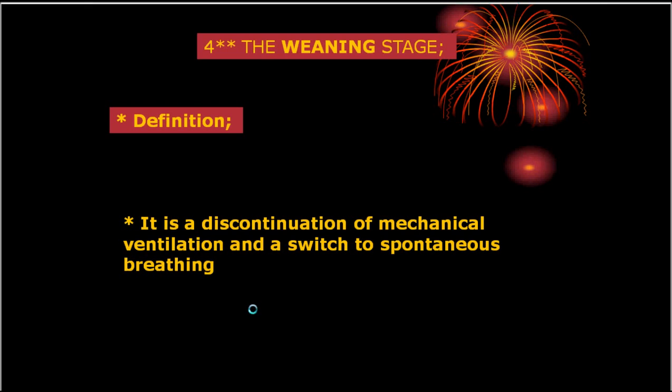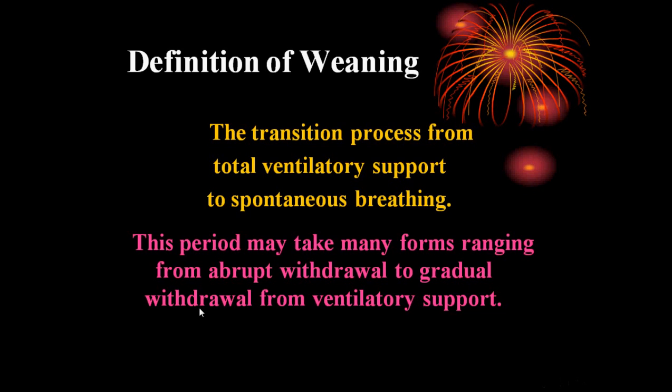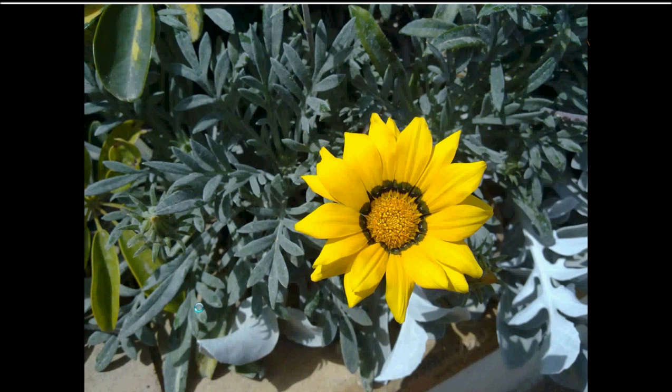The weaning stage, I think, is the topic for now. This is how to wean. This is the final stage. To wean the patient is to liberate the patient from the ventilator, to restore the patient's normal state depending on his own respiratory system. This is discontinuation of mechanical ventilation, the transition process from total ventilator support to spontaneous breathing. Thank you.